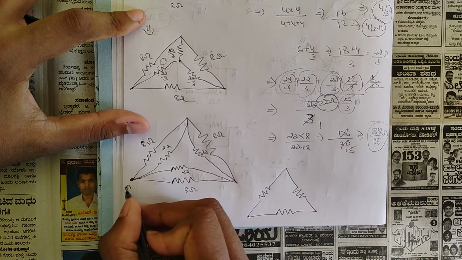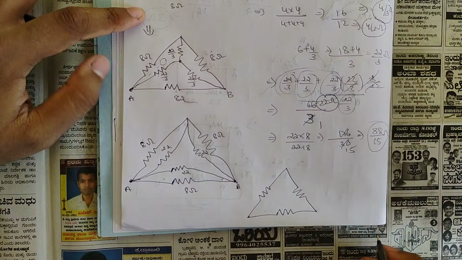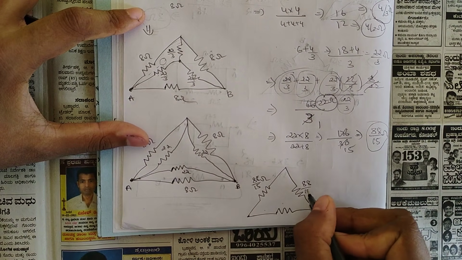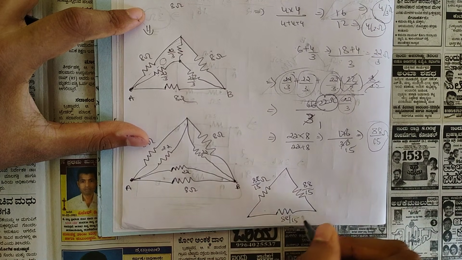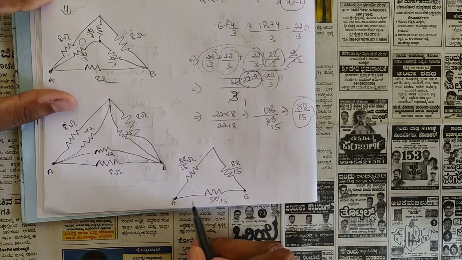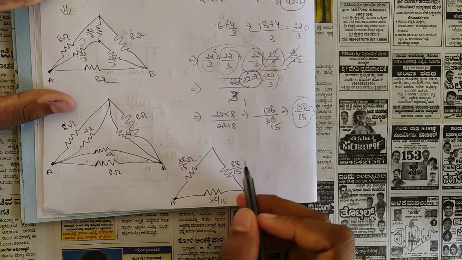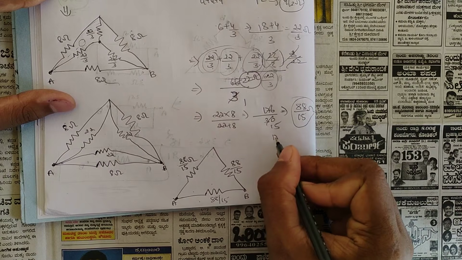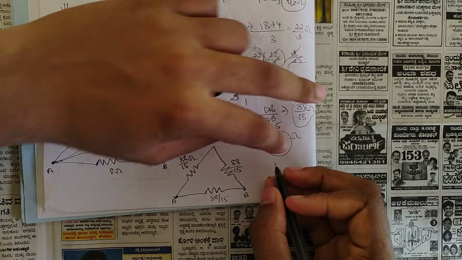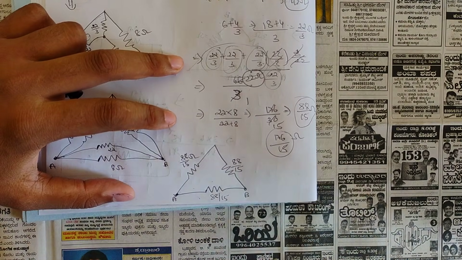Don't forget to write the terminals A, B in all the steps. Okay, so you would be getting 88 by 15, 88 by 15, 88 by 15. So now between the terminals A and B, these two would be in series. I told you, right? So that's why we should be adding these two. We would be getting 88 plus 88 is 176 by 15. Okay. So here after the addition we would be getting 176 by 15.